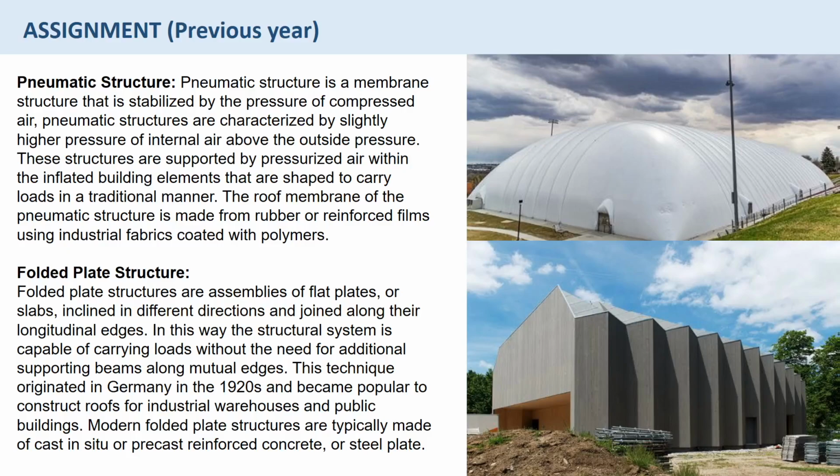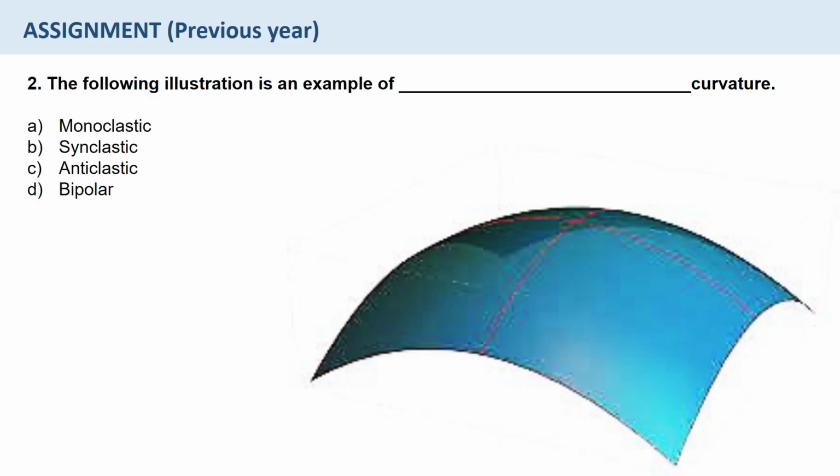For example, the image given here is of a folded plate structure in a wall. If you can see the zigzag pattern in the folding, like a fan, this is an example of a folded plate structure. Question number 2.